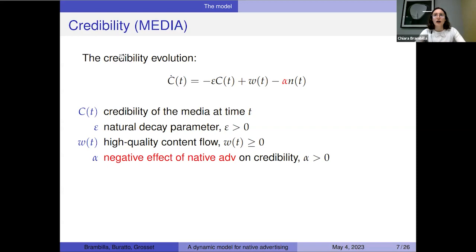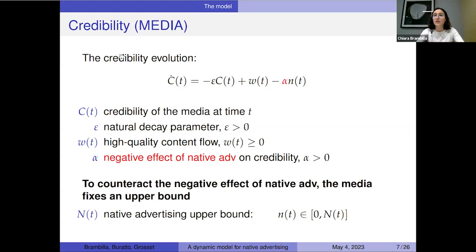But at the beginning, I also explained that another useful way for a media outlet to counteract this damage to its credibility is to fix an upper bound to limit native advertising on its platform. So we introduce another leader control, that is this capital N strategy. And this capital N function is an upper bound on the native advertising flow of the firm.